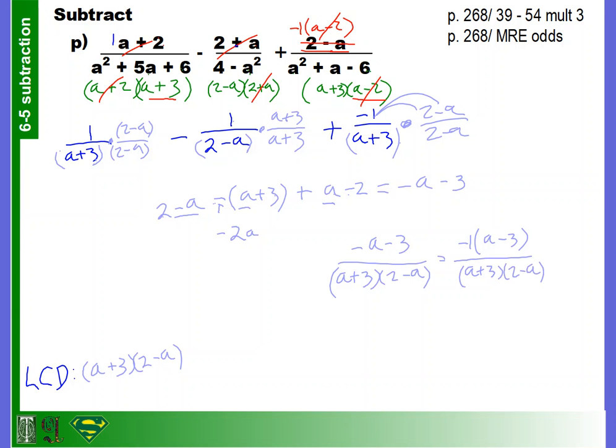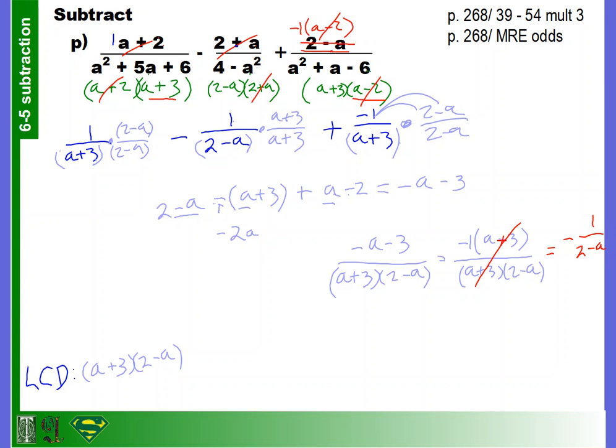All right. So then, what can we cancel out? And that should have been a plus, my bad. So what can we cancel out? And so we are just left with negative 1 over 2 minus a. That is the answer. That is way easier than what you did. It's amazing how much it helps.